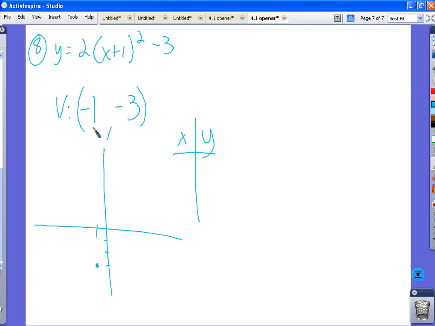What are some good choices for x values? 7, 6, 4. 1 is a bit better. Maybe 0 is good. It's right next to the vertex. So we put in 0, what do we get? 0 plus 1, that's 1. Squared is 1 times 2. It's 2 minus 3. What do we get? -1. Where else should I get a -1? That's because parabolas have symmetry. So at -2, we should also get a -1. 0, -1, -2, -1.